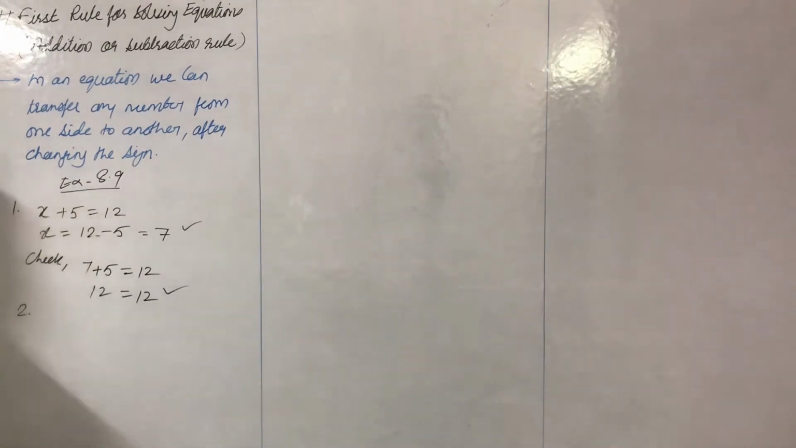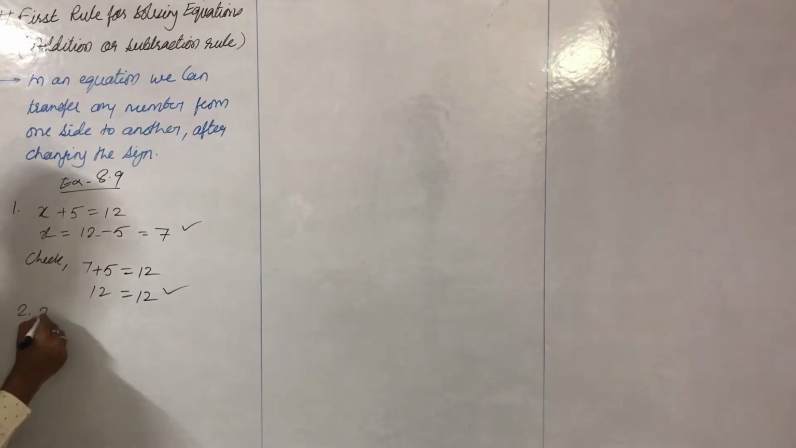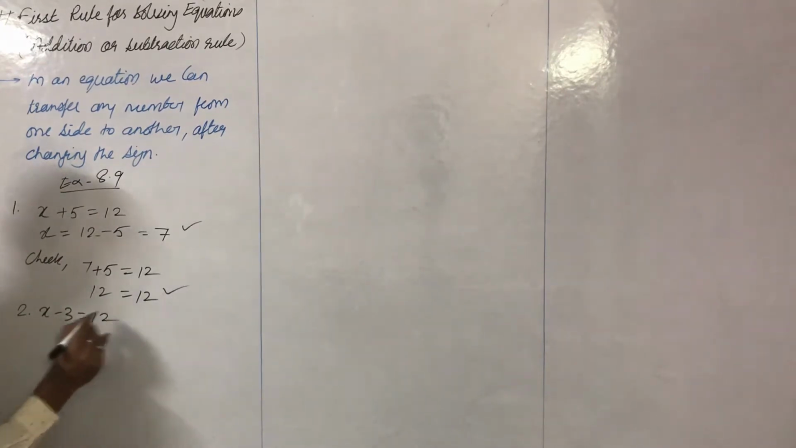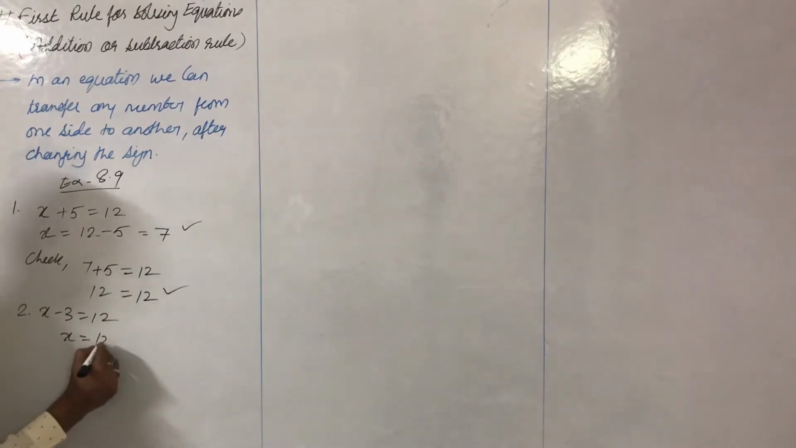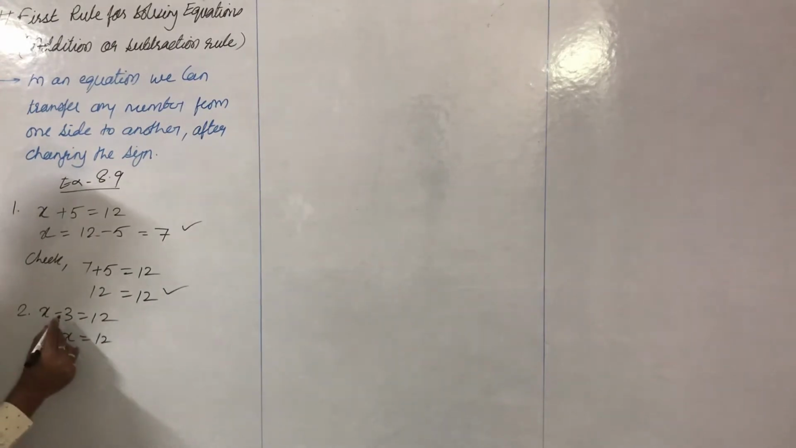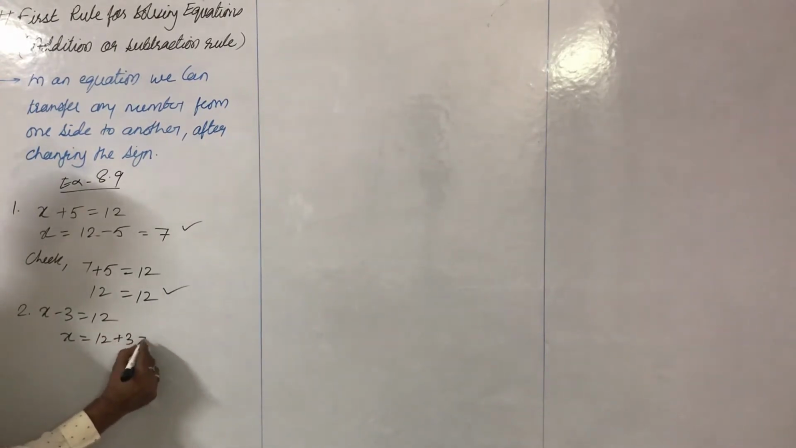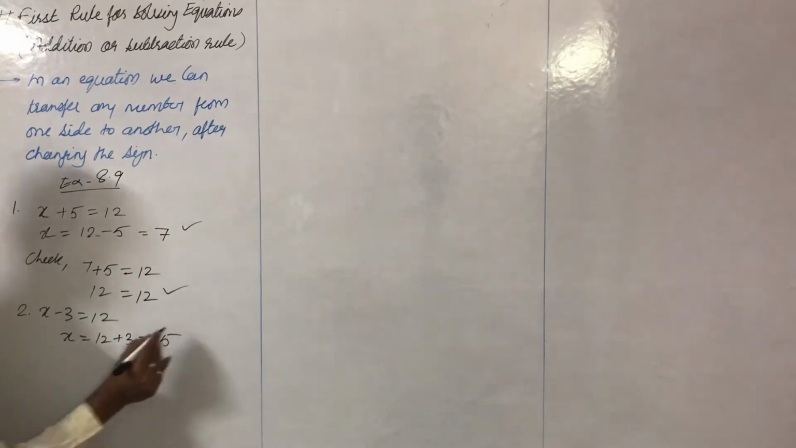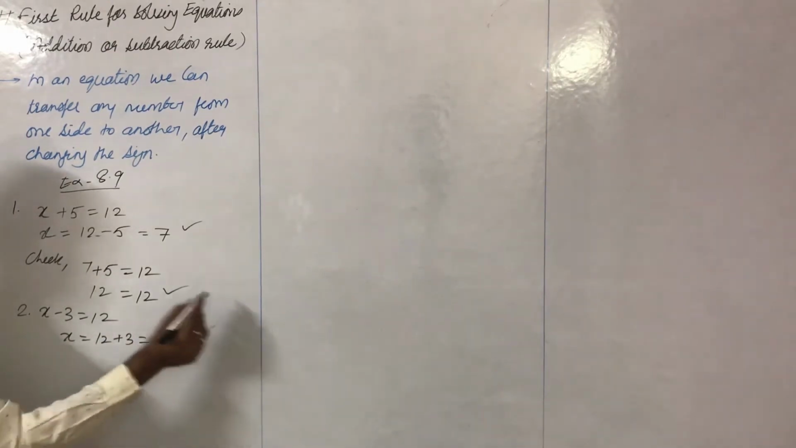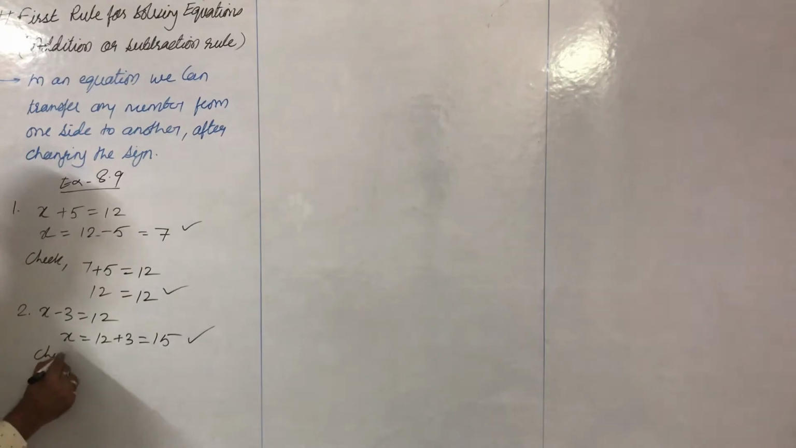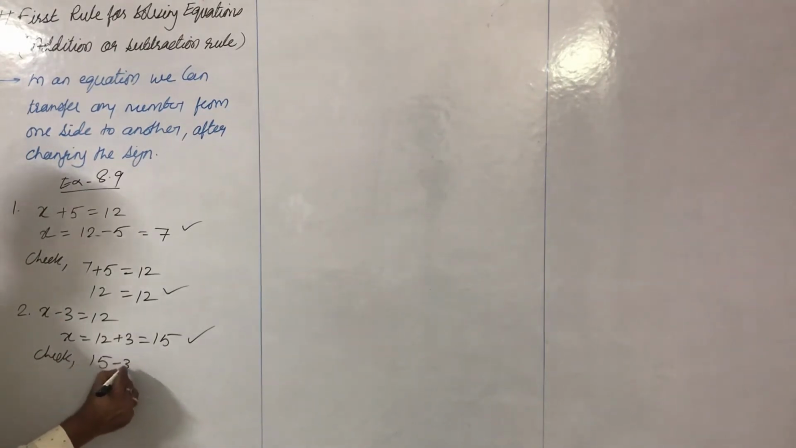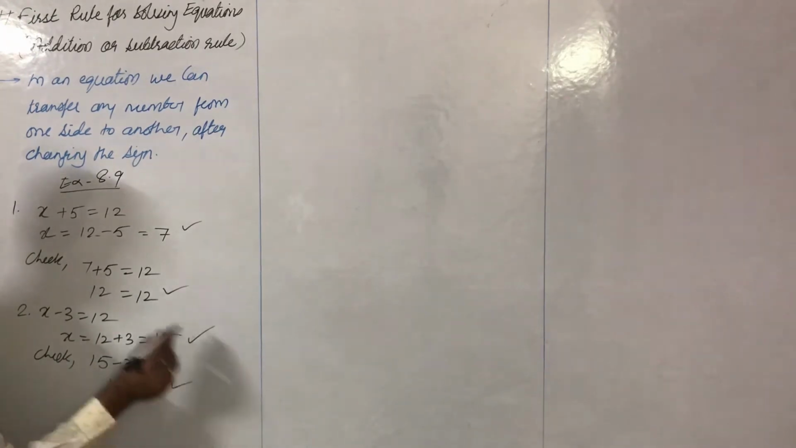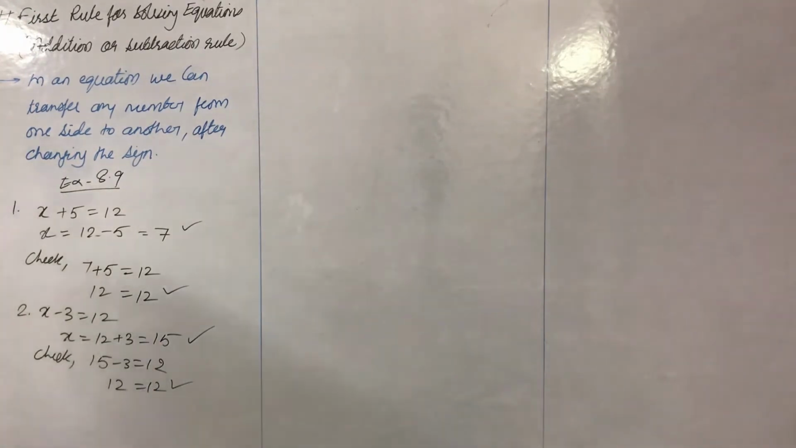Similarly, second question, x minus 3 equals 12. x equals 12 minus 3, which becomes plus 3 on the right hand side. So 12 plus 3 is 15. 15 is your answer. For check, put the value of x. 15 minus 3 is 12. Yes, again it's correct.